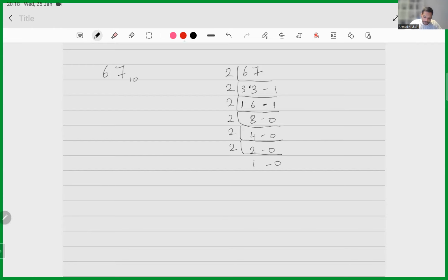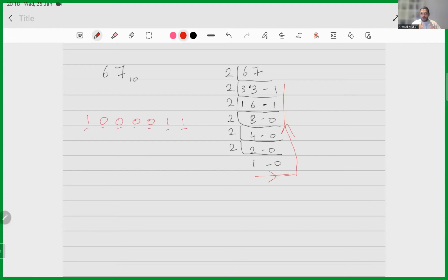Like I told you guys, your answer, you will go this way and then you move upwards. So the final answer would be 1 0 0 0 0 1 1. Once again, if you check how many digits we have: 1 2 3 4 5 6 7. So we have 7 digits.